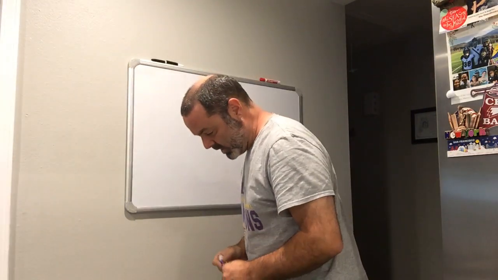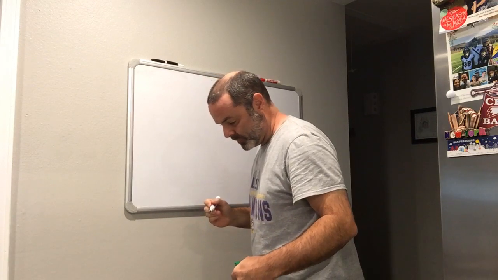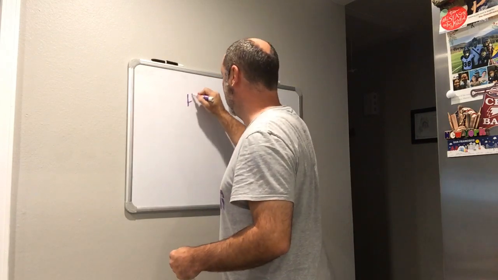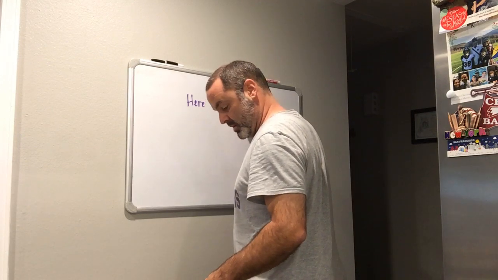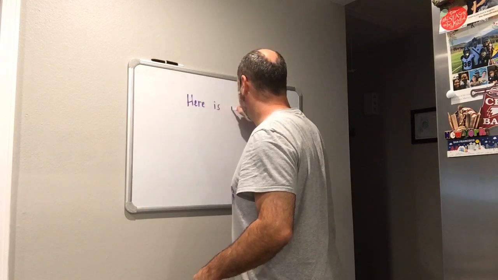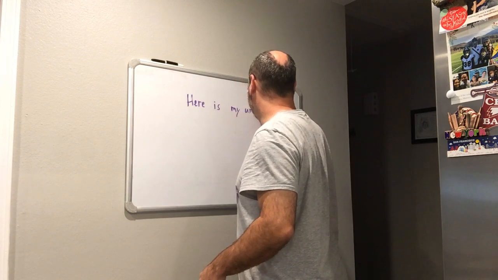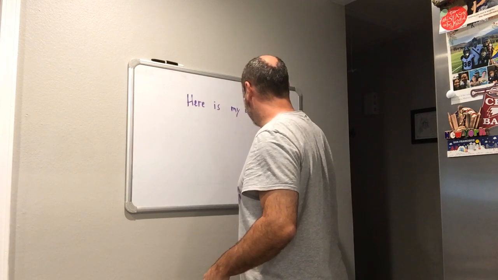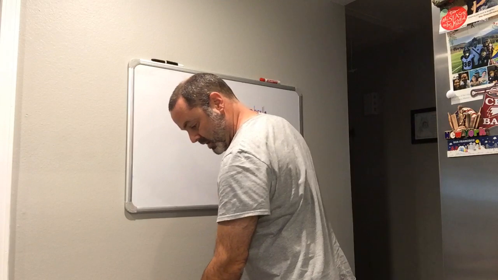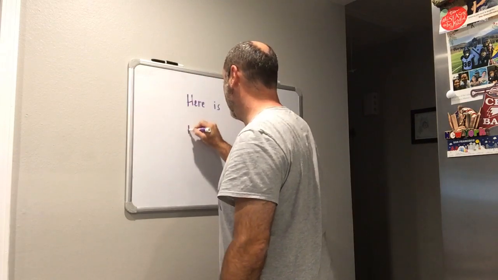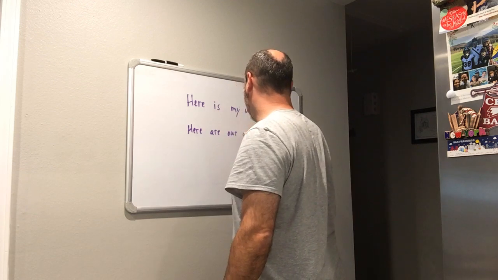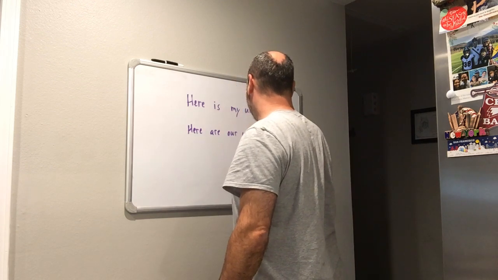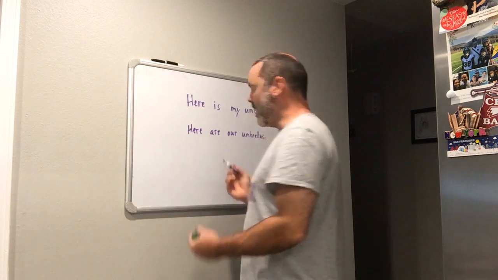So let's see. Here we go. We'll just use this one out of the book. Here is my umbrella. Okay. And then we have, here are our umbrellas.